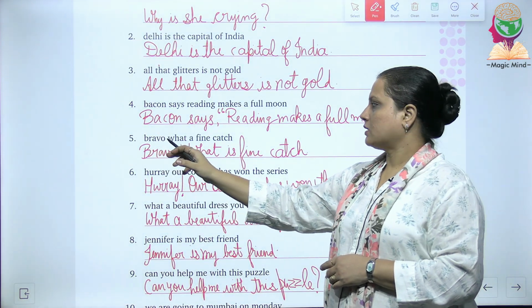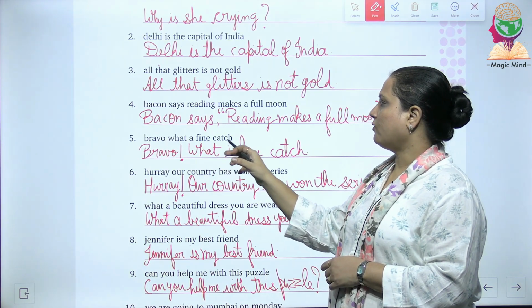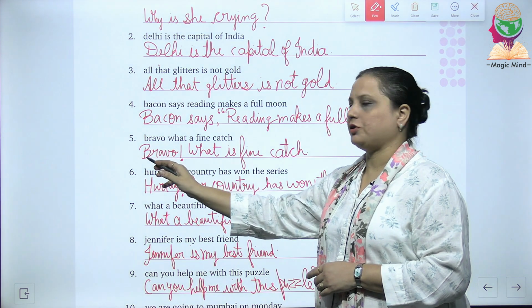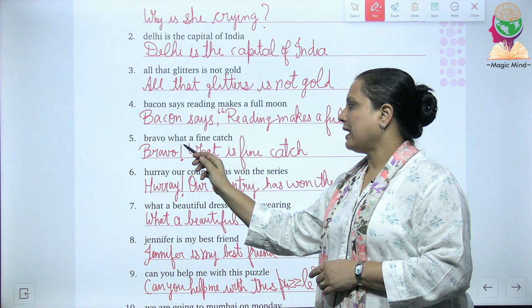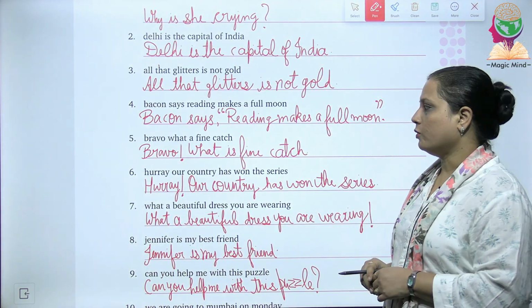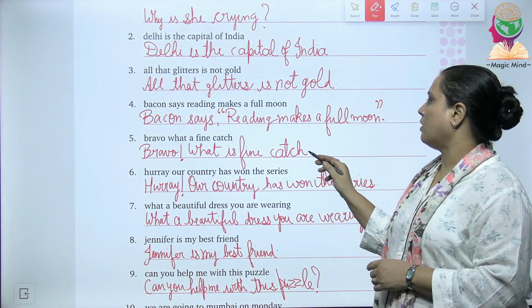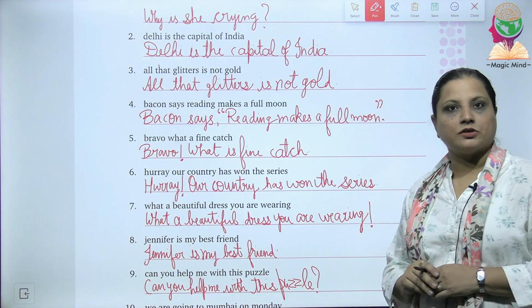The fifth sentence, bravo, what a fine catch. And in this sentence, the capital B will be written, then we'll add an exclamation mark after bravo. W will be written in capital letters and then a full stop at the end.